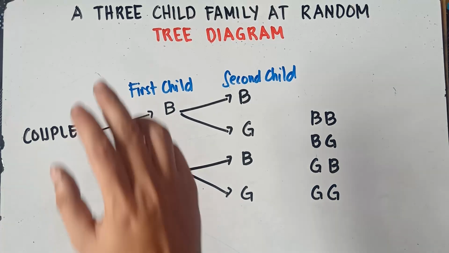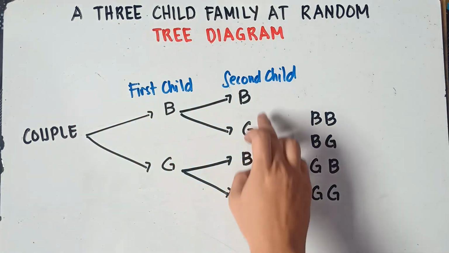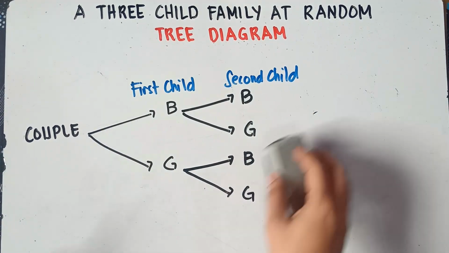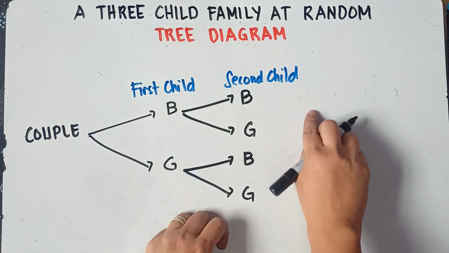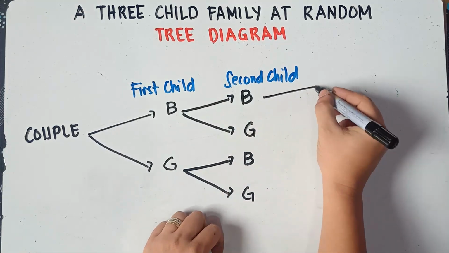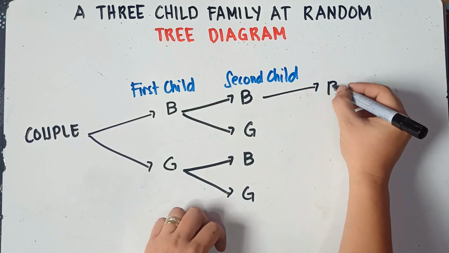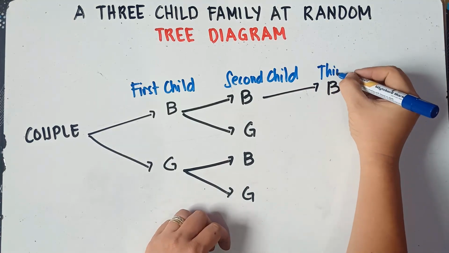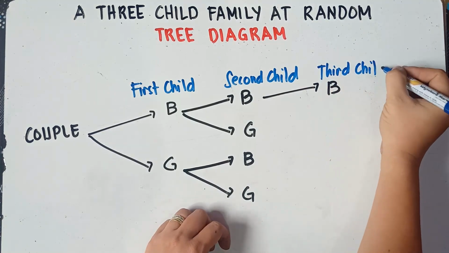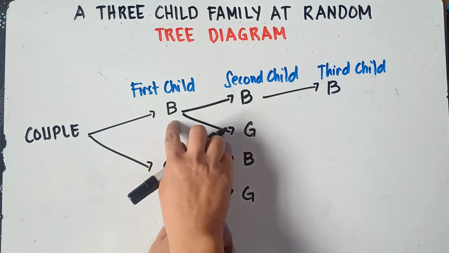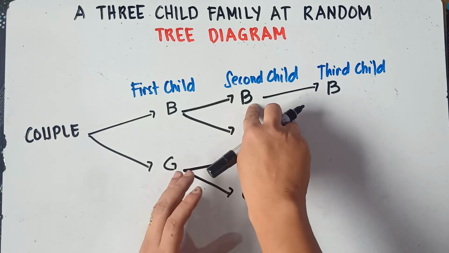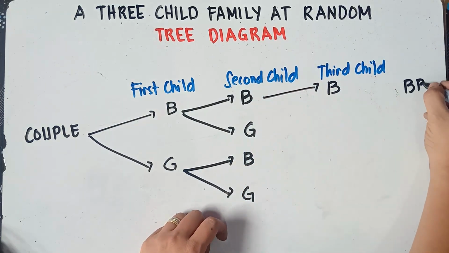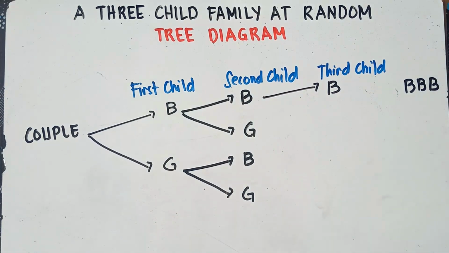Now, since we need a 3-child family at random, we need to continue our tree diagram. So if the second child is a boy, it is also possible that our third child will also be a boy. So this will be our third child. Once again, class, if our first child is a boy and second child is a boy, it is also possible that our third child will be a boy. So therefore, you have 3 boys. I hope it's clear for you, class.